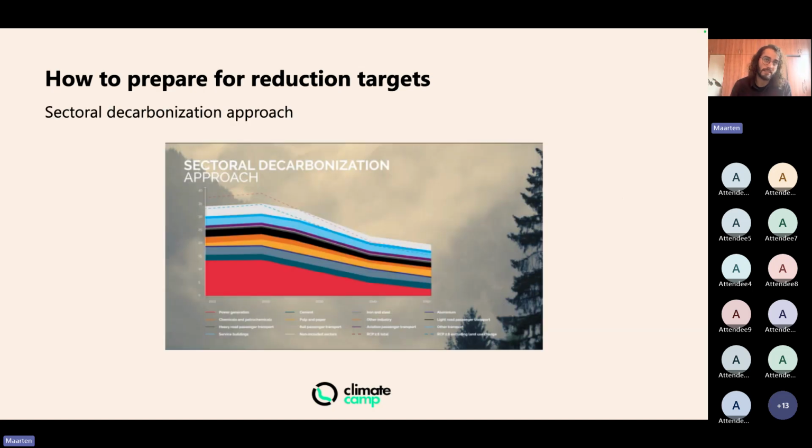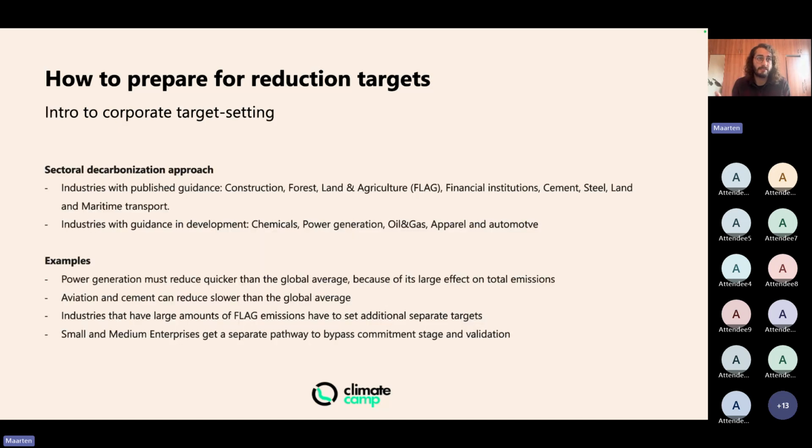But we have a second one, the sectoral decarbonization approach. What does this mean? It means that SBTi developed for near-term targets a methodology that takes nuances into account depending on which industry you are in. They created separate guidances, for example construction, forest, land and agriculture industries, financial institutions, cement, steel, and land and maritime transport. And they still have guidance in development for chemicals, power generation, oil and gas, apparel and automotive. Now, why do they have different rules?